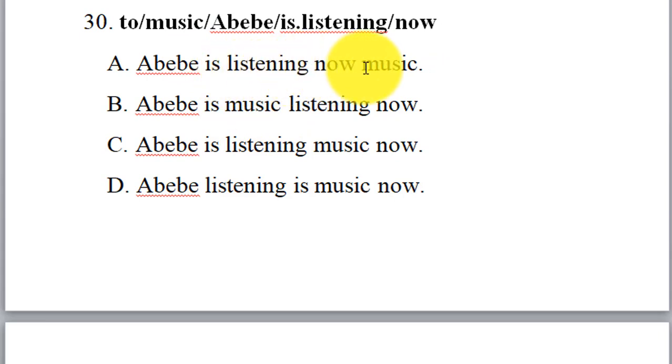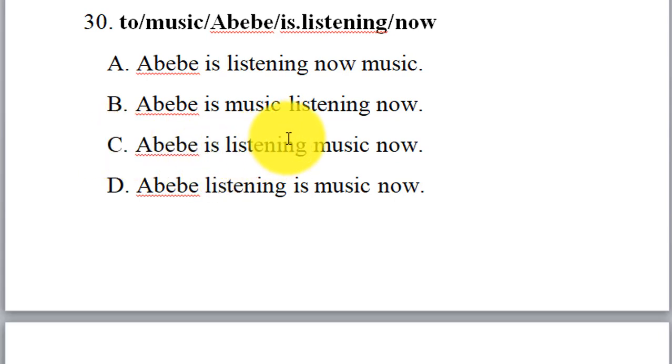Ababa is listening now music. Listening, what's listening? What word comes after listening? What is Ababa listening to? Music.